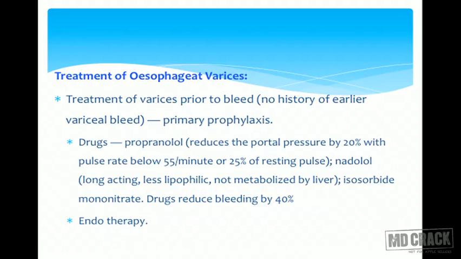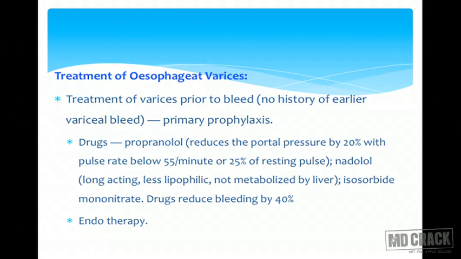How do you treat esophageal varices? So there will be two parts: the treatment prior to esophageal variceal bleed, for patients who have not bled, and the treatment for patients who have bled. So in short, it will be the treatment for portal hypertension. Treatment of varices prior to bleed, with no history of earlier variceal bleed, is primary prophylaxis.